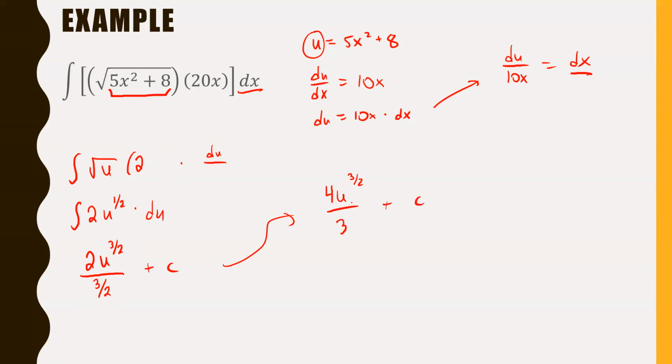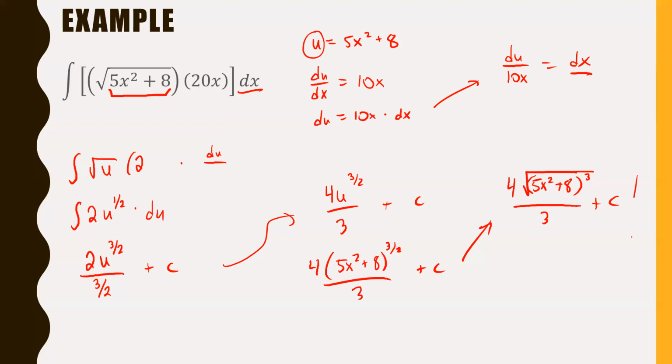And then we need to also substitute back so that u isn't in here anymore. We substitute back in with what we had. So this is going to be 4 times 5x squared plus 8 to the power of 3 over 2, over 3 plus c. And I guess the final thing that we'll do here, because a fraction exponent's kind of gross and it didn't give us a fraction exponent to begin with, we should always substitute it back out. Long story short, this is going to be 4 times the square root of 5x squared plus 8, within brackets, to the power of 3, and then, of course, divided by 3 plus c.